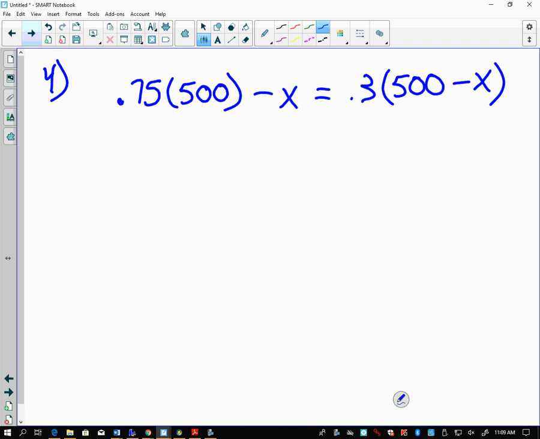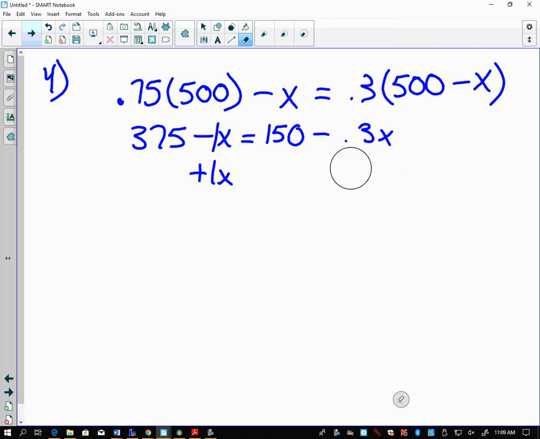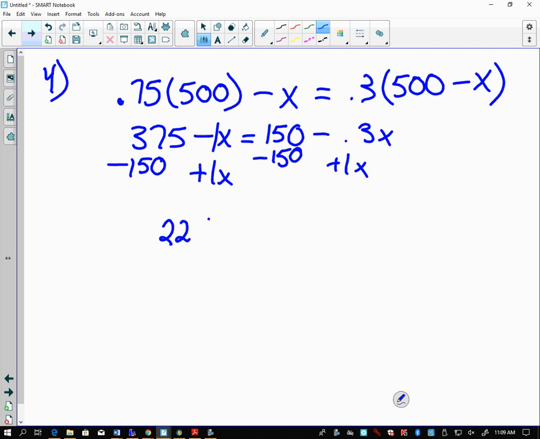What's 0.75 times 500? 375. So we got 375 minus x. What's 0.3 times 500? 150 minus 0.3x. Technically speaking, that's 100% of whatever it is. So if I add 1x, and I subtract 150 from 375, I'm getting 225. Equals, and I have negative 0.3 plus 1, that gives me 0.7x. Divided by 0.7. What's 225 divided by 0.7?